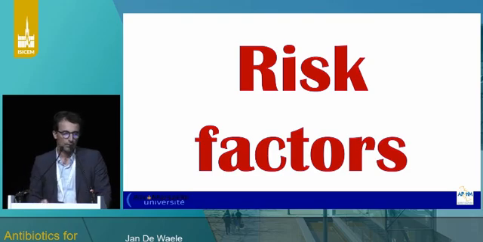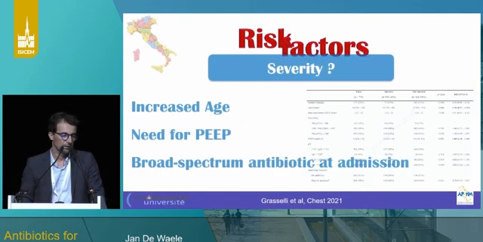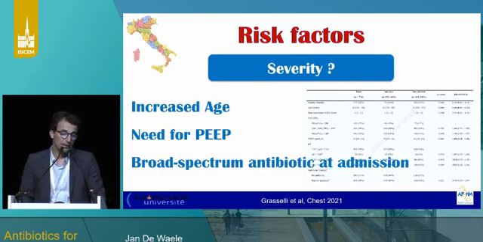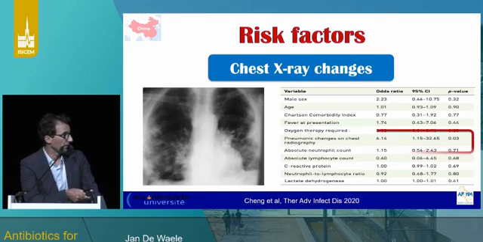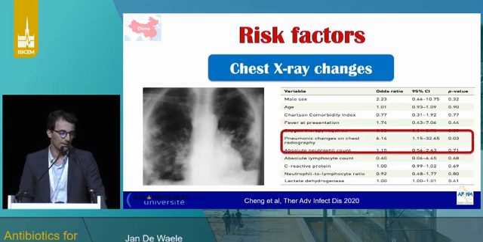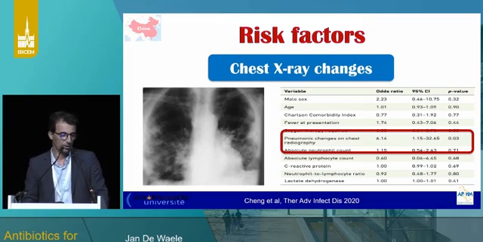What are the risk factors for a bacterial co-infection? First, the severity, probably. In this Italian study there was age, need for PEEP, and the use of broad-spectrum antibiotics at admission, but that's severity. And I like this other study, in which they looked at several variables. That's a single-center study, and the only factor associated with bacterial infection is the change in chest X-ray, and I think it's a very good message.